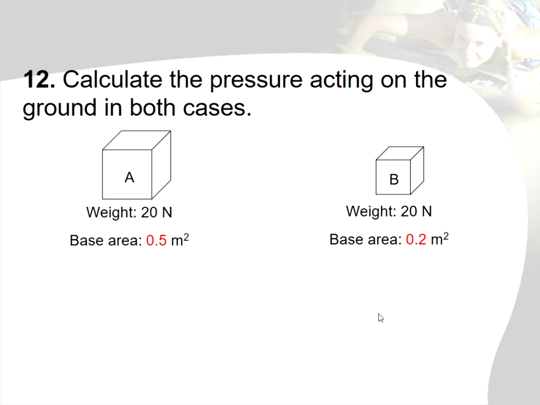Okay, so let's talk about common sense first before we review the answer. Which one, when placed on your hand, is more painful? B. Why? Because smaller base area. But when you explain in physics, you cannot just tell me smaller base area. You must tell me the pressure is greater because the base area is smaller. Because the keyword is pressure, not just the base area, okay?